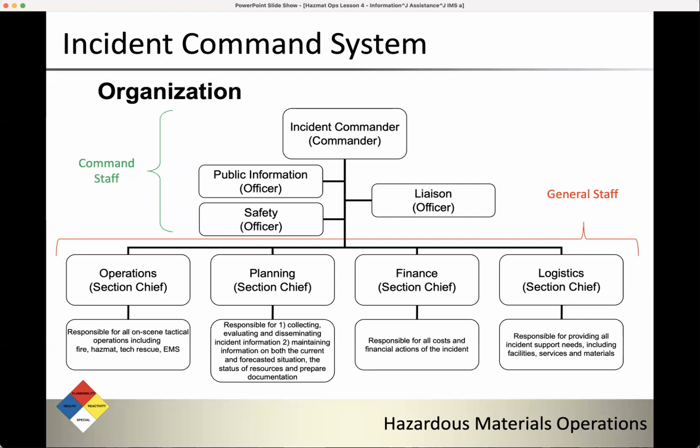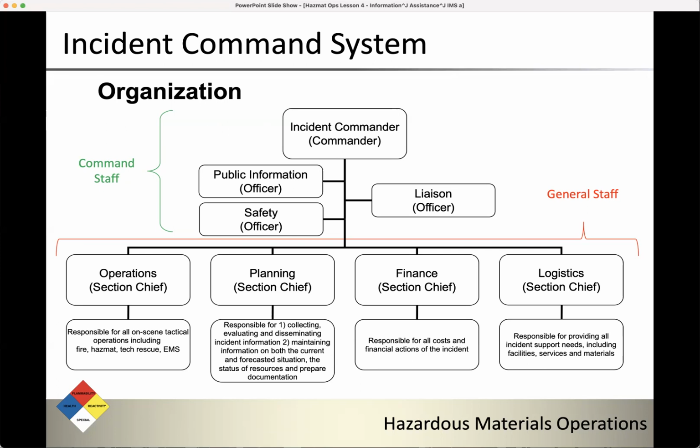So here is a general organization chart for the incident command system. At the top, you have four members of the command staff. You have the incident commander, the public information officer, the safety officer, and the liaison officer. Those are part of the command staff. Below them is the general staff: operations section chief, planning section chief, finance section chief, and the logistics section chief. And we'll talk about each one of those.